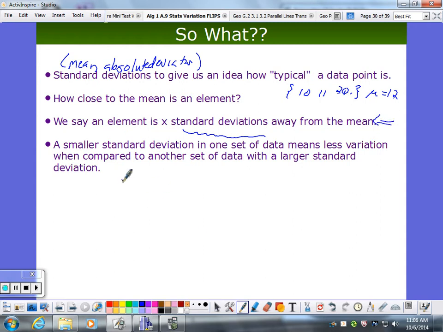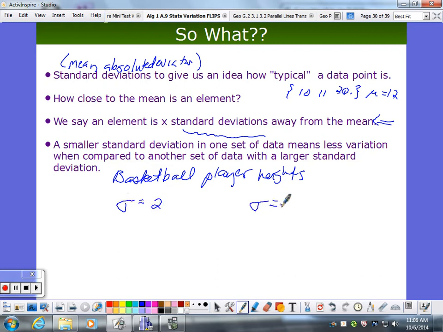Now let's just review what standard deviations kind of tell us. So a small standard deviation in one set of data means that there's less variation when you compare it to another with a large one. And I think we looked at basketball players, right? So if you look at the heights of basketball players, right, we did this. So if one team has a standard deviation of 2, and the other team has a standard deviation of 8, what does that tell us about the different heights on these teams?